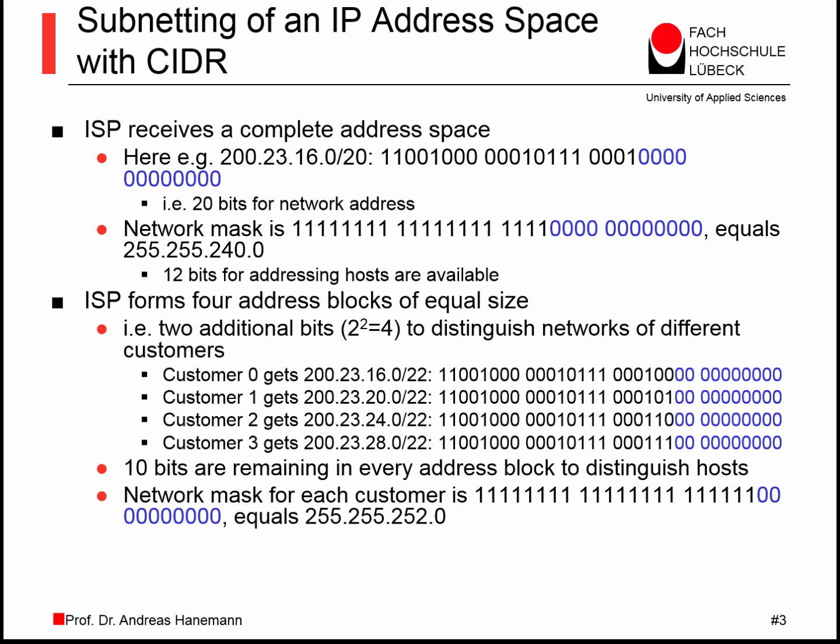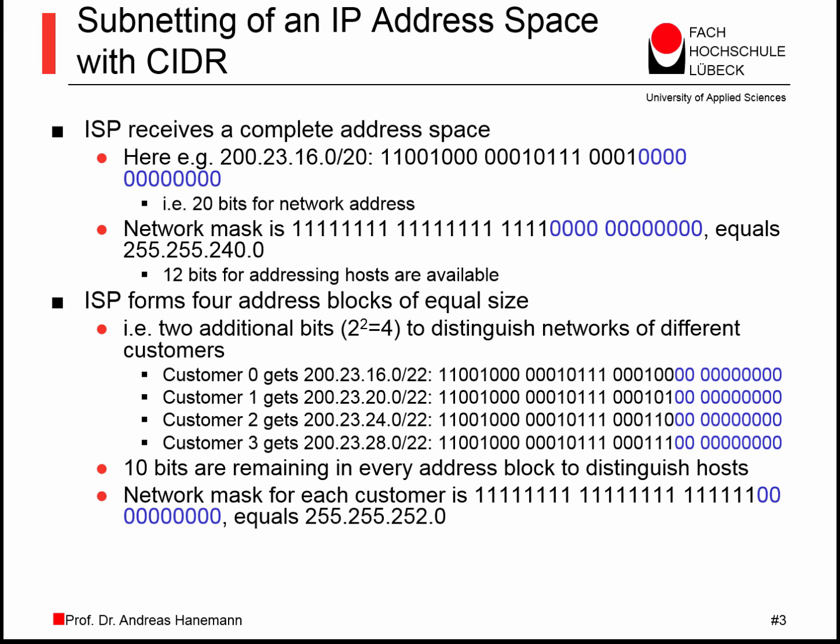On the next slide, we see an example how subnetworks can be formed when CIDR is in place. There is an internet service provider which administrates an address space 200.23.16.0/20. So in this address space, 20 bits are given and further 12 bits are available to distinguish between hosts. In the network mask, the first 20 bits are ones and the remaining 12 bits are 0. In the decimal notation, the network mask is 255.255.240.0.